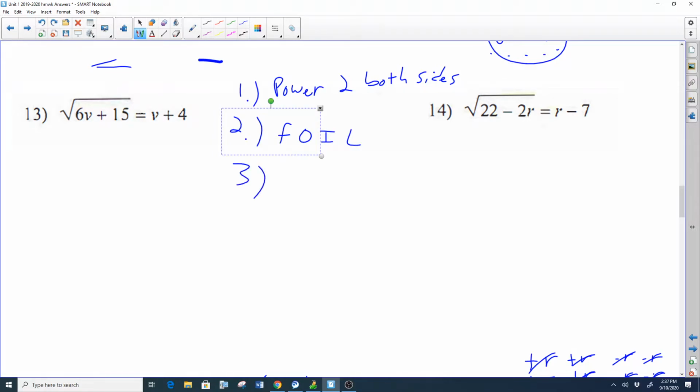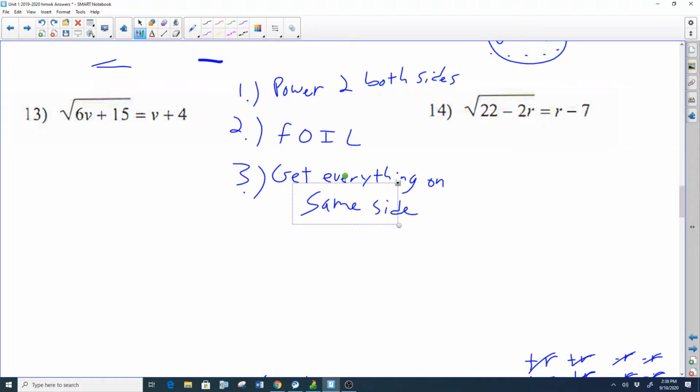Then number 3 is, after you FOIL, you want to get everything on the same side. And then step number 4 will be to factor it. These are some good steps. Good steps to write down.